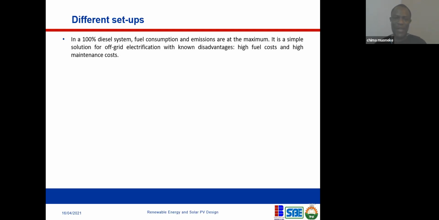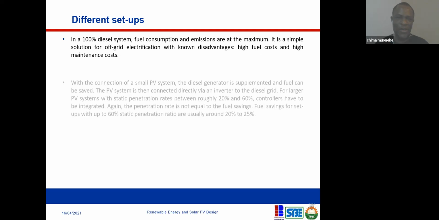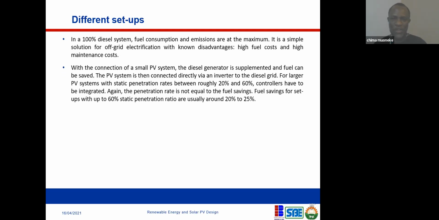Now, this is talking about 100%. If you're running a 100% diesel system, of course you're going to spend a lot in maintaining the generator. You're going to spend a lot in fuel. But with the connection of a small PV system, the diesel generator is supplemented and fuel can be saved. If you begin to integrate solar system, you begin to reduce the demand from that generator, and when you reduce the demand from that generator, the fuel consumption will reduce. And mind you that solar systems are cheap and they have a very long lifespan of 25 years.